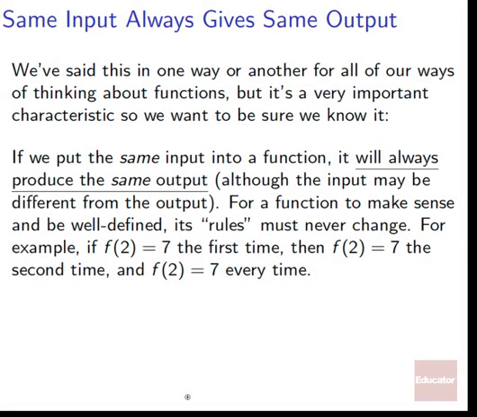So for a function to make sense and be well defined, for it to work, its rules must never change. So for example, if f acting on 2 spits out 7, if f of 2 equals 7 the first time, then f of 2 equals 7 the second time, and f of 2 equals 7 every time. So no matter how many times f operates on 2, no matter what, it's always going to spit out the same thing.